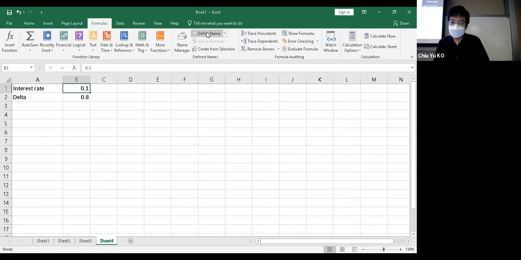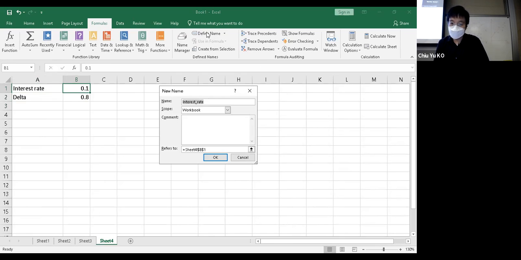Then what we're going to do is click Define Name, okay? Do note that this name has an underscore because it can't accept a space. Once you click OK, it means that whenever in the spreadsheet you call interest rate, we refer to this cell, okay? So let me do it slowly again.